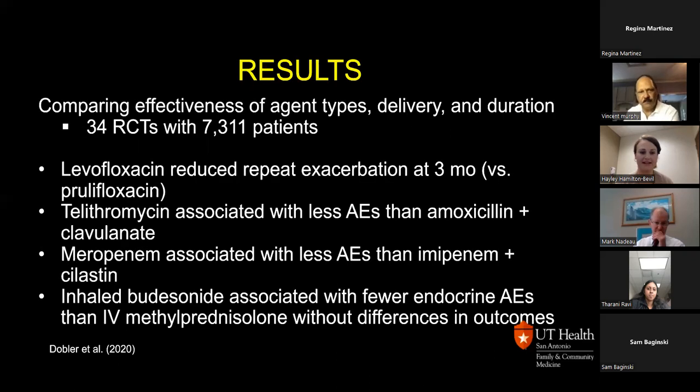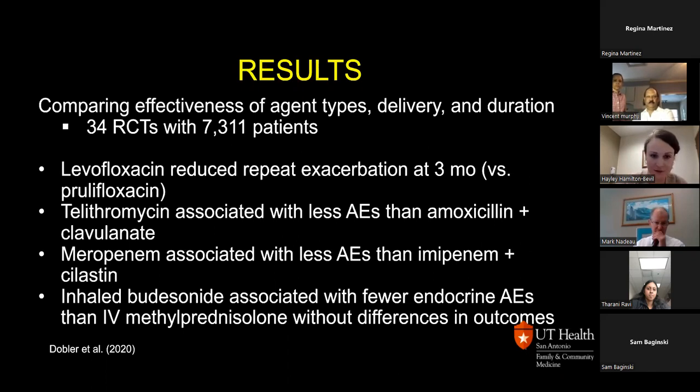So they looked at comparing the different types of medications, the different drug types, the way that they were delivered, and how long they were administered. So this was looked at in 34 of the RCTs with almost 8,000 or 7,000 patients. So levofloxacin reduced repeat exacerbation at 3 months. And that was versus, I can't say that, culifloxacin. I don't think we use that much here, but levofloxacin seemed to be the superior drug in their trial.